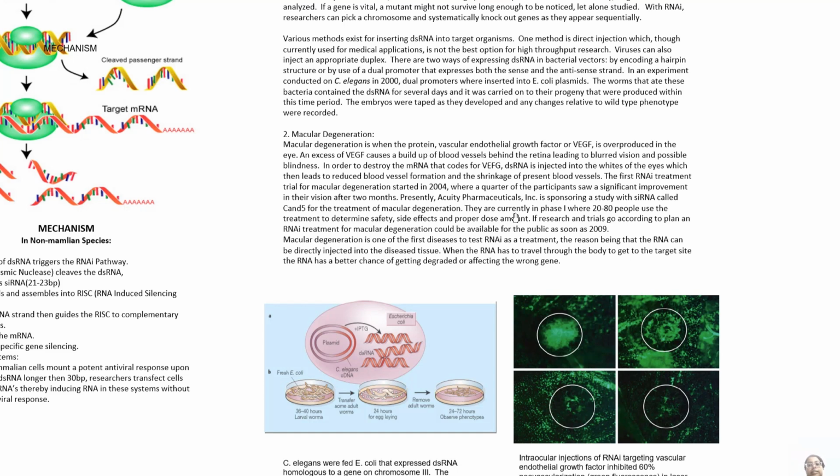There are two ways of expressing dsRNA in bacterial vectors: by encoding a hairpin structure or by use of a dual promoter that expresses both the sense and the antisense strand. So, in an experiment conducted on C. elegans in 2000, dual promoters were inserted into E. coli plasmids. The worms that ate these bacteria contained the dsRNA for several days, and it was carried on to their progeny that were produced within this time period. The embryos were taped as they developed, and any changes relative to wild type phenotype were recorded.